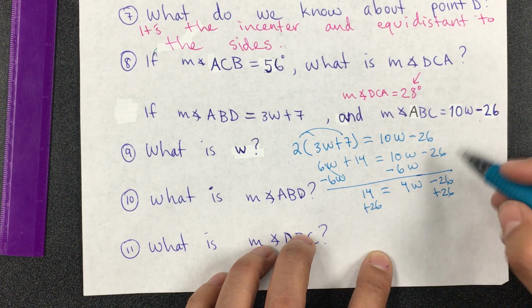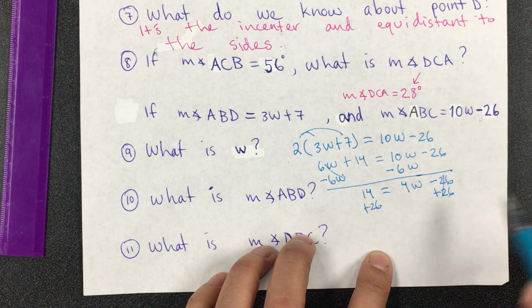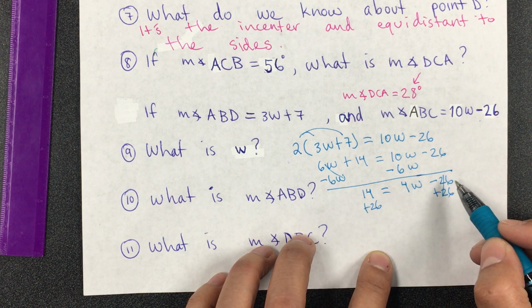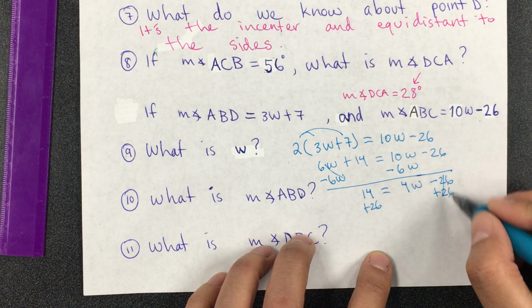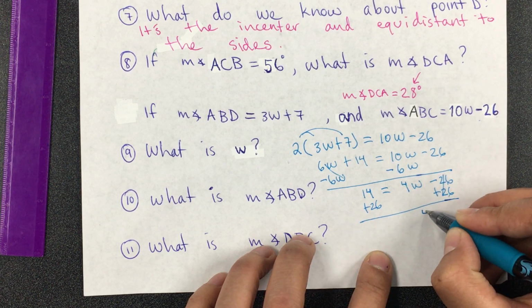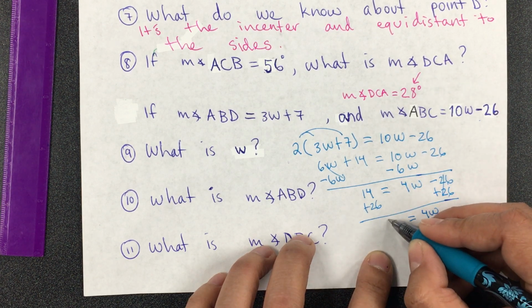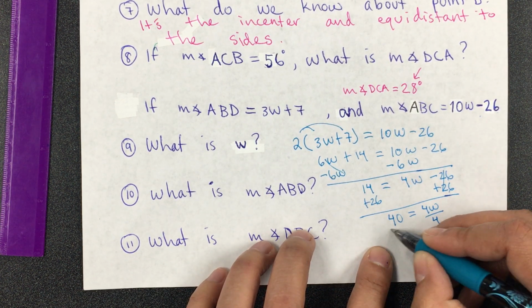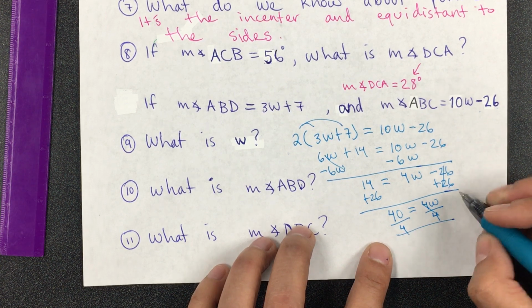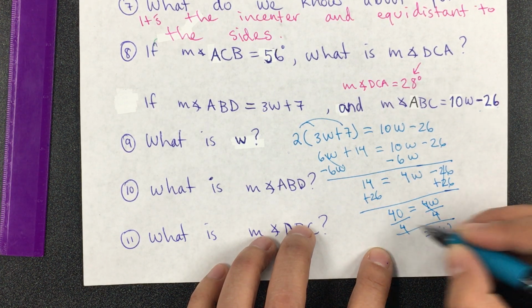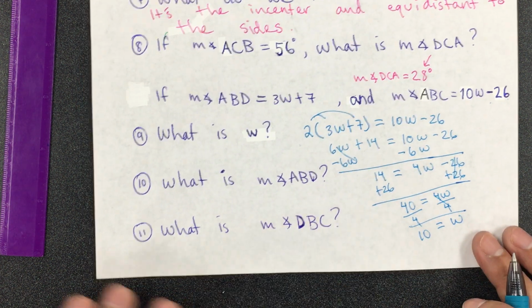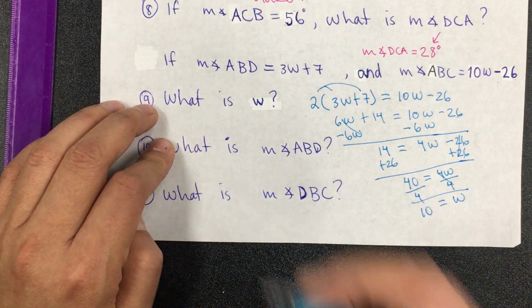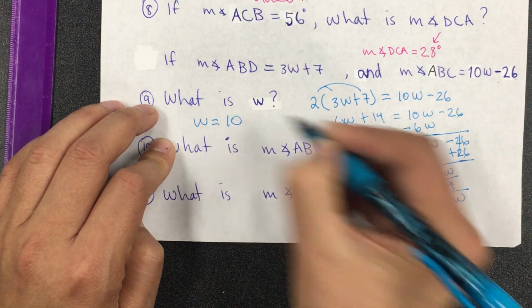Some people say, why don't I get rid of 14 instead of 26? Well, because then I'm not going to have anything in here. Remember that we're trying to keep variables on one side and numbers on the other. And so I'm going to have 4W on this side, and on this side I have 40. If I'm multiplying, the inverse operation is to divide. And so W is equal to 10.